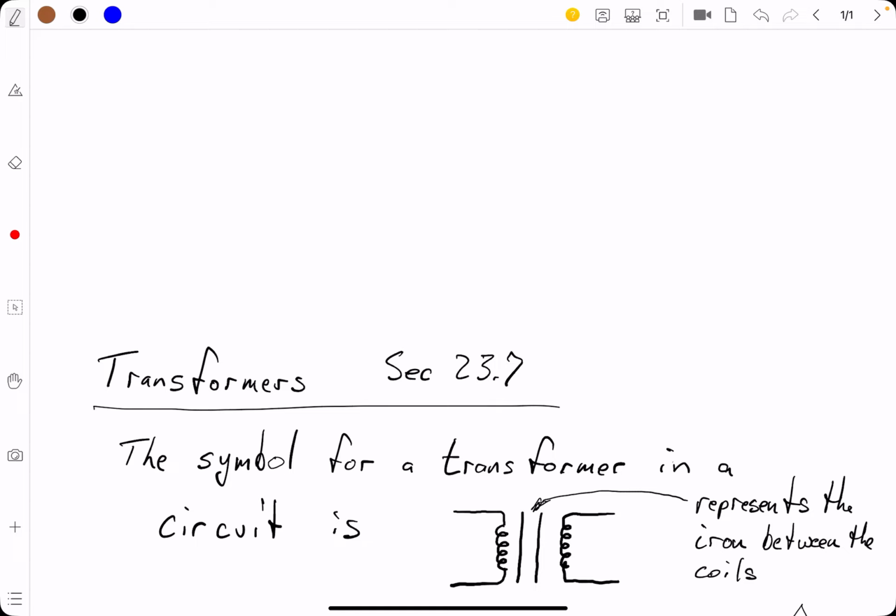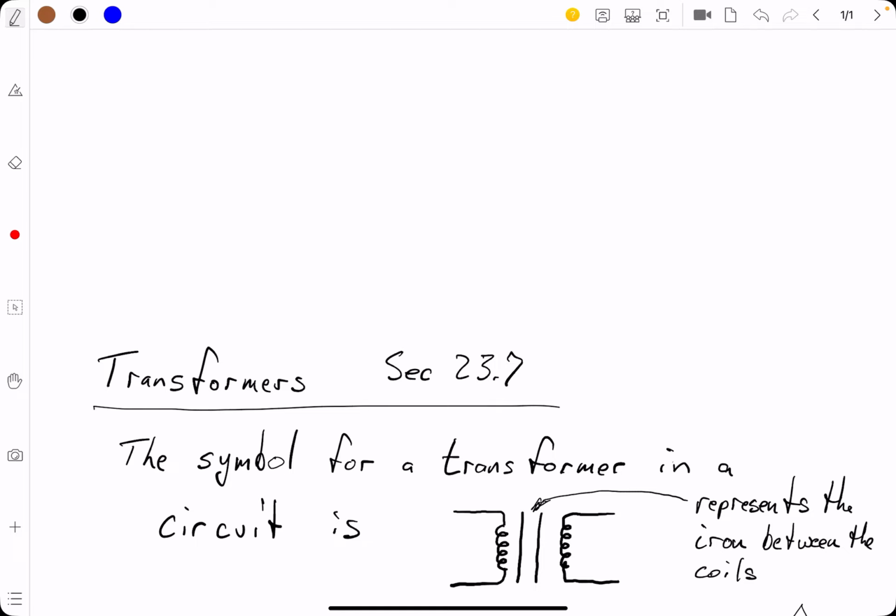Okay, we're going to discuss transformers. This won't take long. In fact, I'm not even going to set a timer. This will finish up our catch up lectures, and then we'll start in on chapter 24 tomorrow. And I think that'll do it.